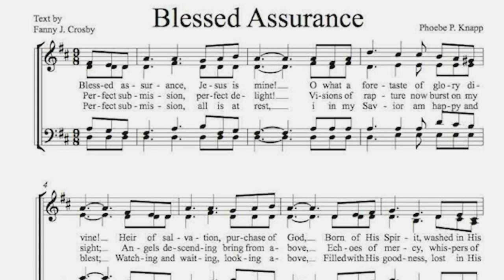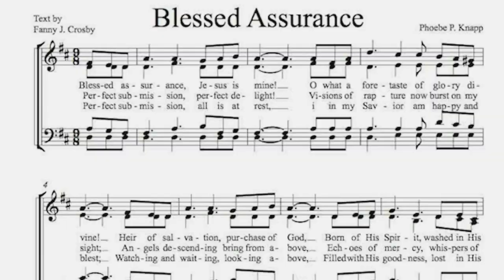What do you call a tie? That little loop that you see there at mine, that's a tie. But if you don't want to write it like that, then you just put a dotted crotchet, and that literally means hold for 3 beats. So, 1, 2, 3, 1, 2, 3, 1, 2, 3, 1, 2 of glory divine. Yes, so essentially that is the principle.